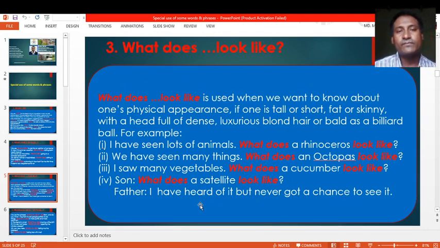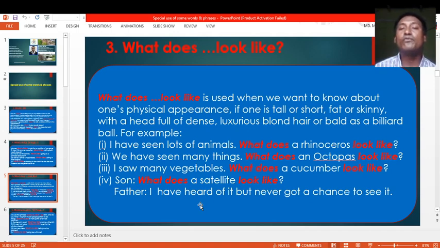Next, what does look like? What does something or someone look like? What does something or someone look like is used when we want to know about one's physical appearance, if one is tall or short, fat or skinny, with a head full of dense, luxurious blonde hair, or bald as a billiard ball.